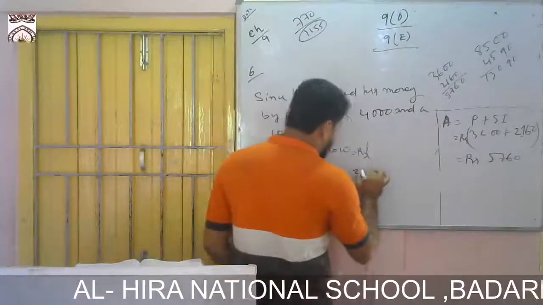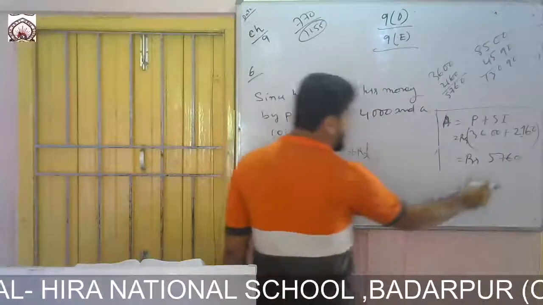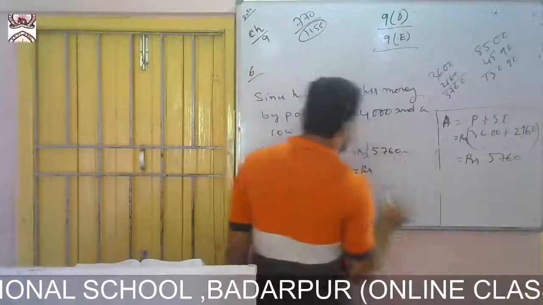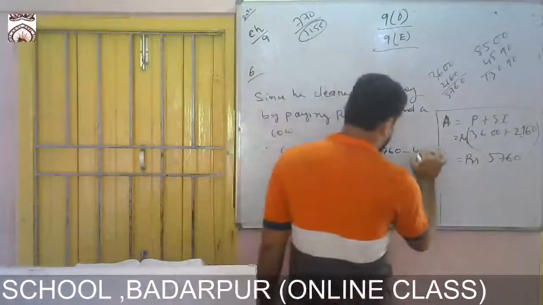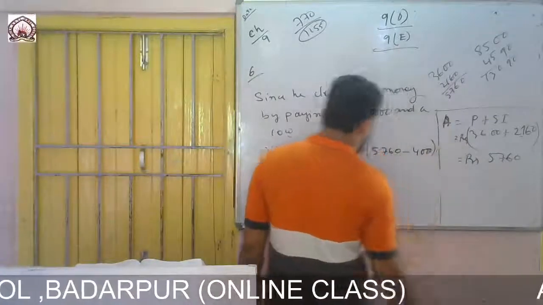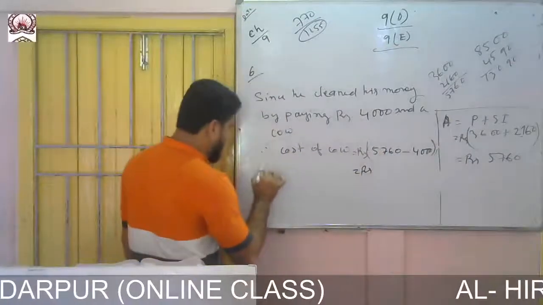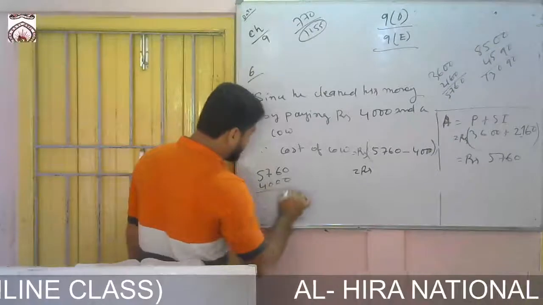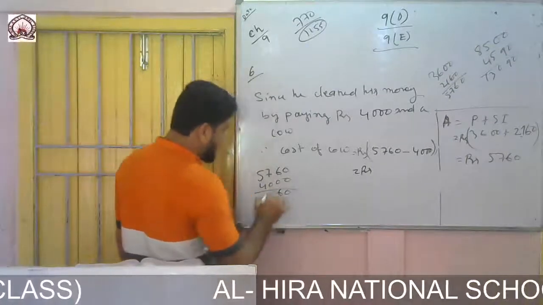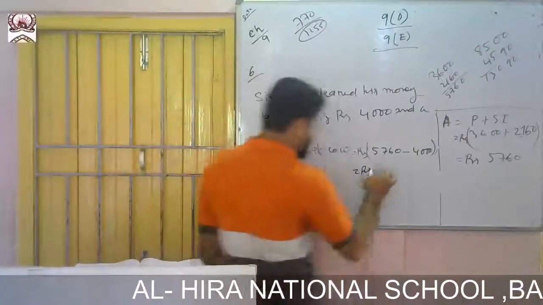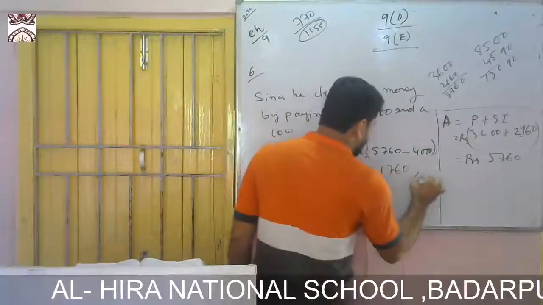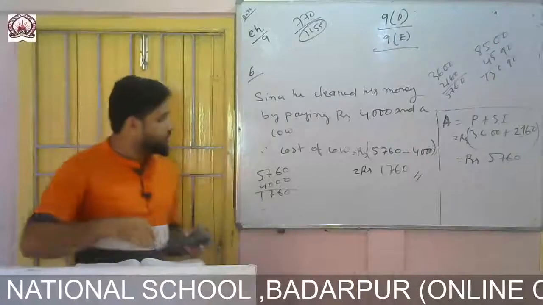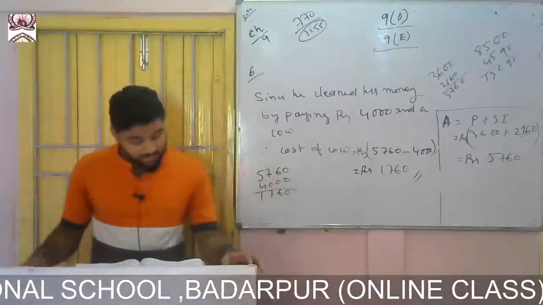Now this is the total amount. From the total amount, if I subtract, you will get the answer. Now subtract 4,000 from 5760. We get rupees 1760. This is the cost of the cow, rupees 1760.